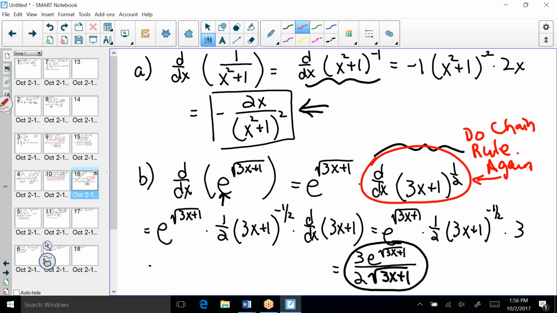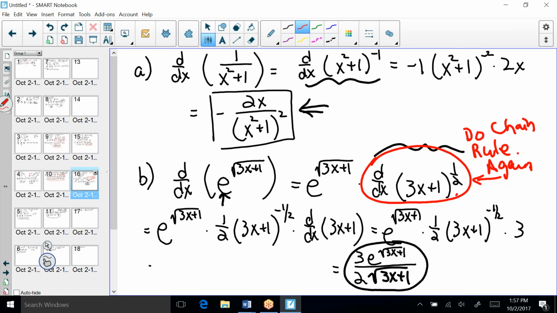Because for this part, this derivative, we also have an inside function, which is 3x plus 1, and an outside function. So let's just copy the e to the square root of 3x plus 1. Let's not do anything with that. Now let's focus on the second derivative.